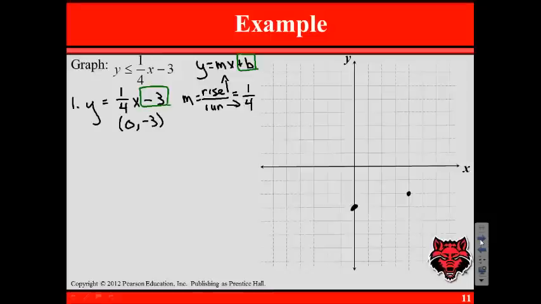We look at the original inequality. It contains the or equal to option. So because this symbol is less than or equal to, we will have a solid line that connects these 2 points.